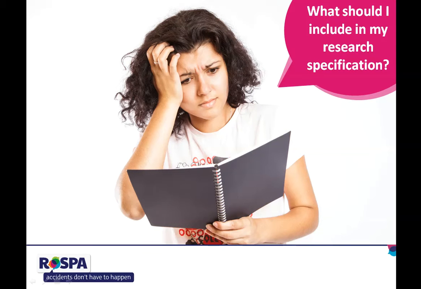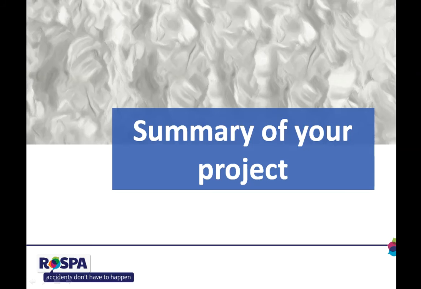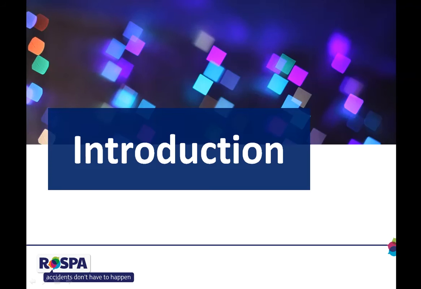If you are struggling to design a research specification, you could use these headings as a structure. Firstly, you should have a project title. You should then provide a summary of your project. This is likely to include a description of who is commissioning the work, what you want to be evaluated, and the timescale in which this is to be completed.